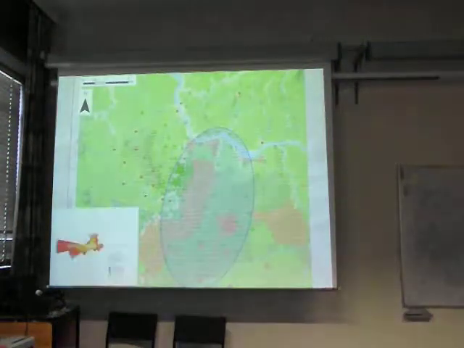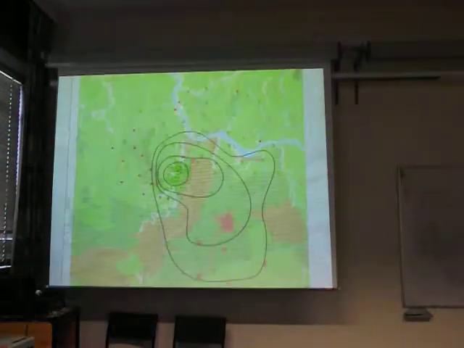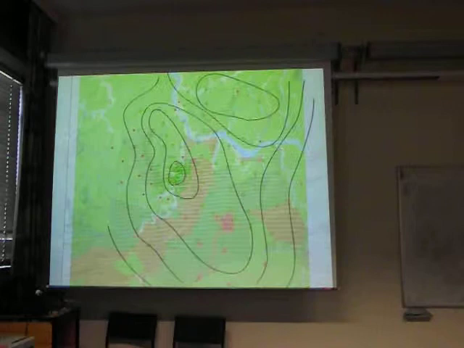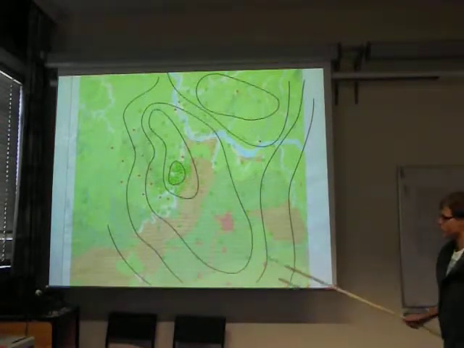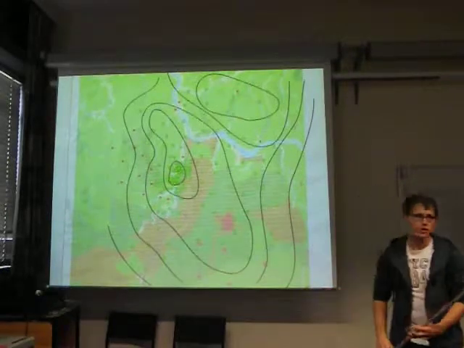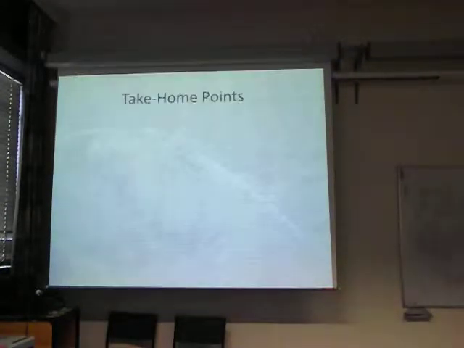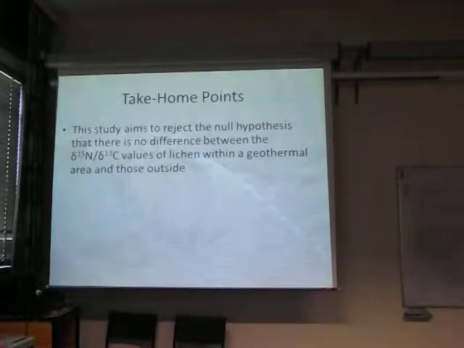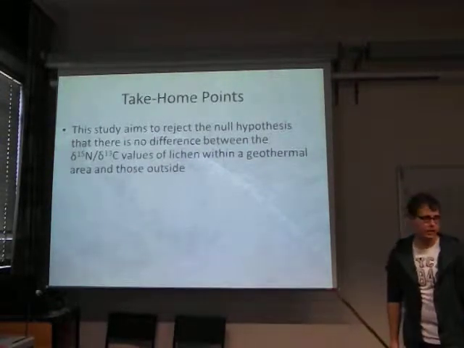And we want to find out, hopefully we get samples that are something like this. There's some kind of influence from the land use, but the main influence is from the isotopes and the geothermal pools. So essentially, we want to find out if there's a difference or not between values of lichen in the geothermal area and outside of the geothermal area.